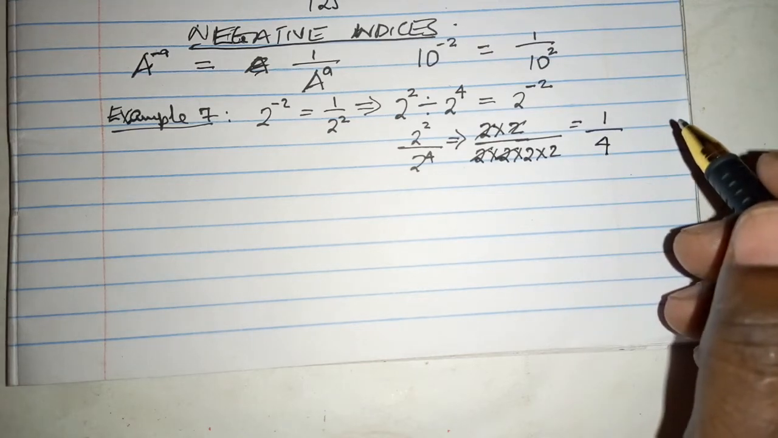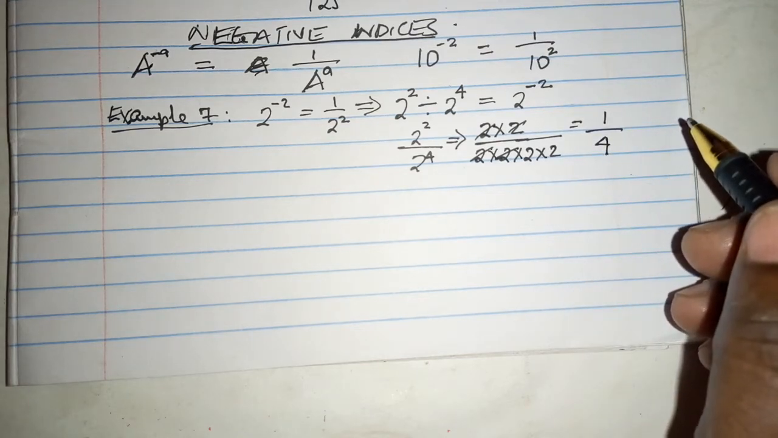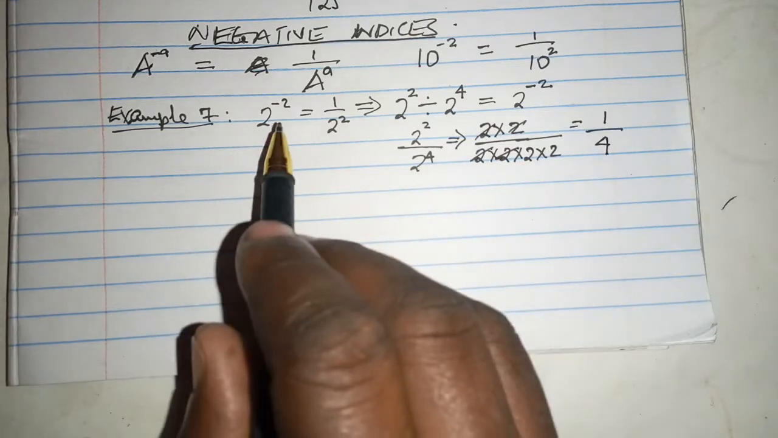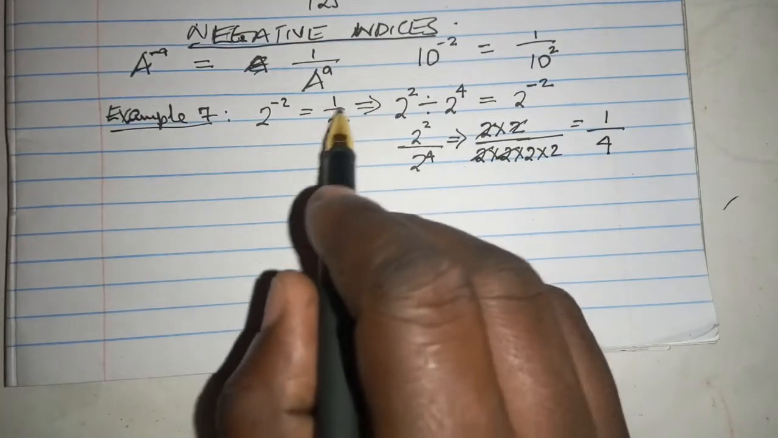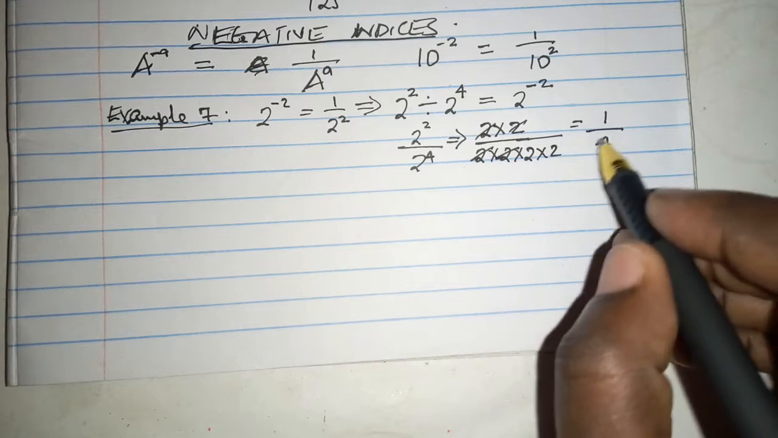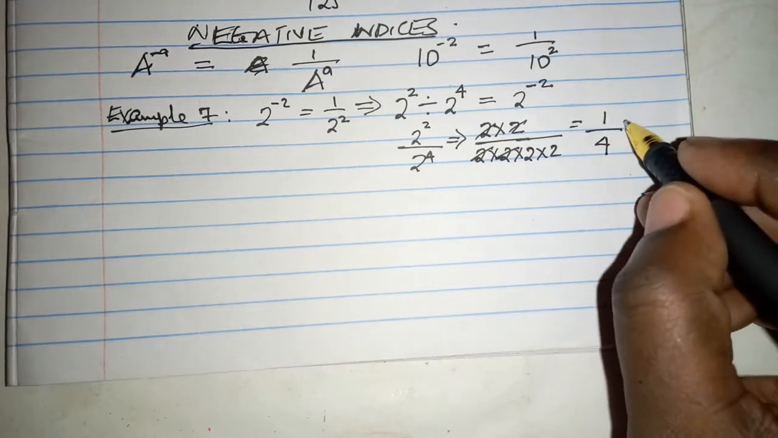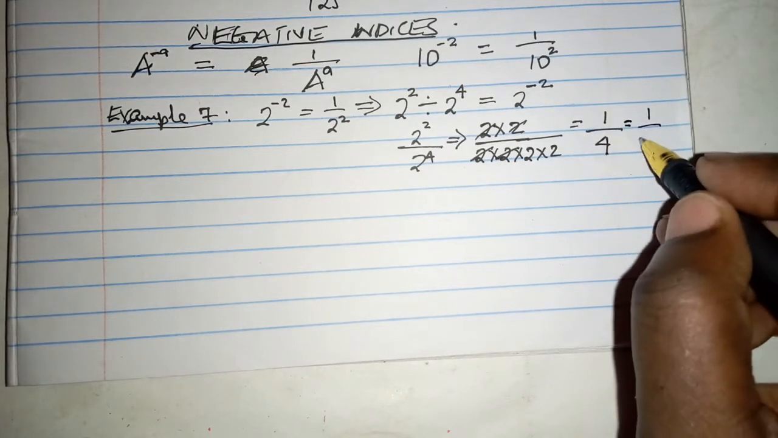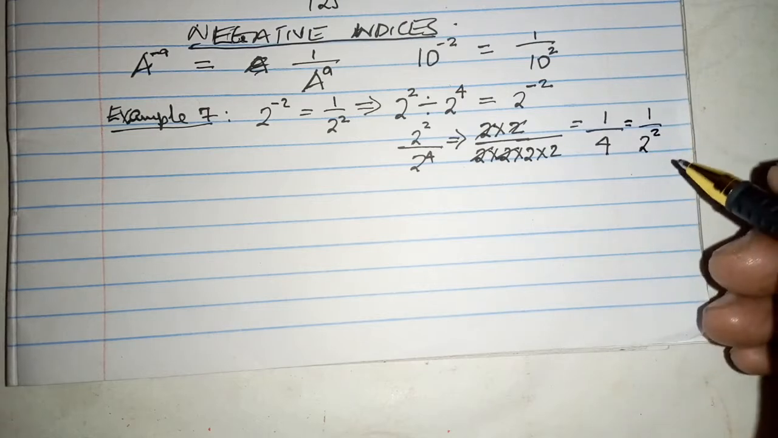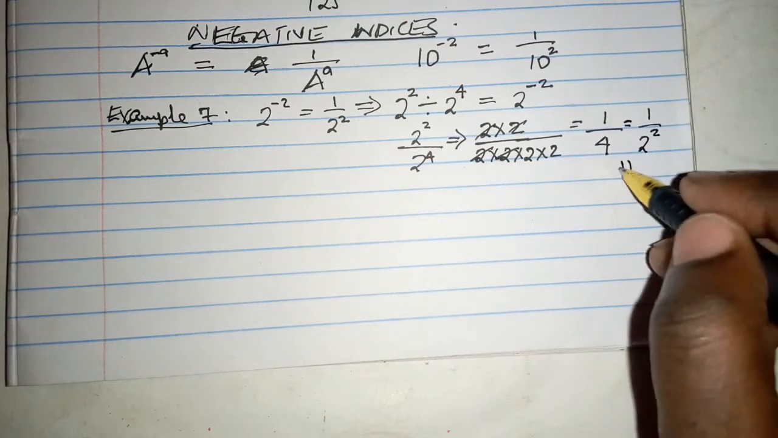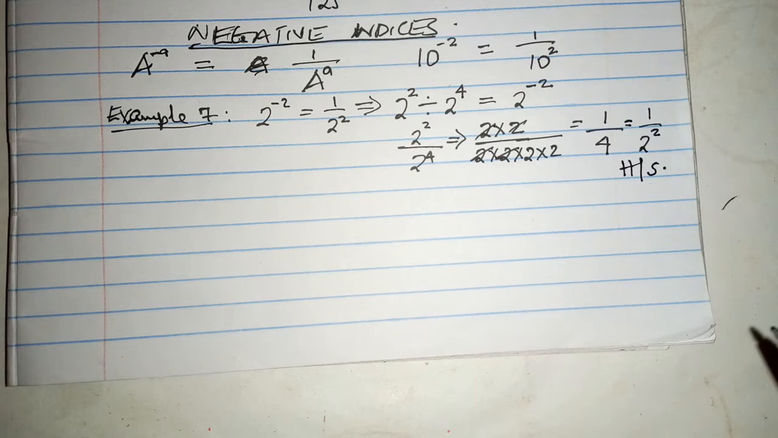What were we supposed to show? Show that 2 raised to power minus 2 is 1 over 2 squared. Of course, 4 itself is 2 squared, so this is 1 over 2 squared. And of course, we say, hence shown. That is very good.